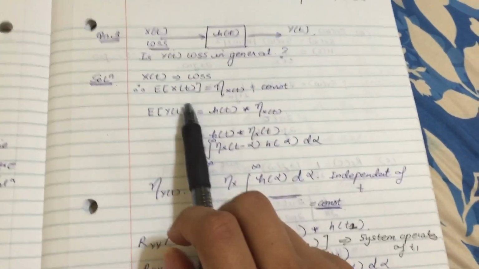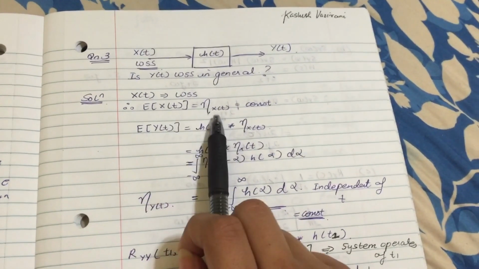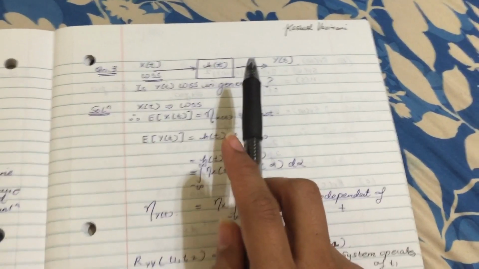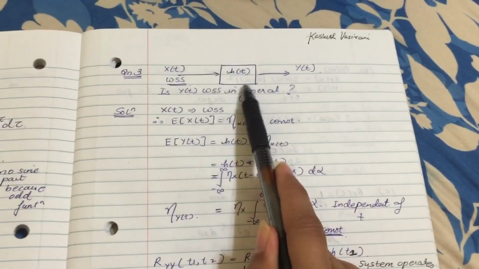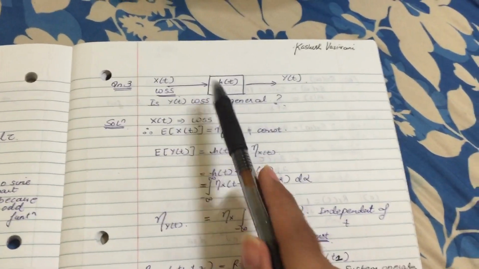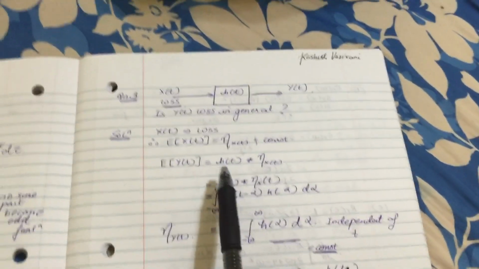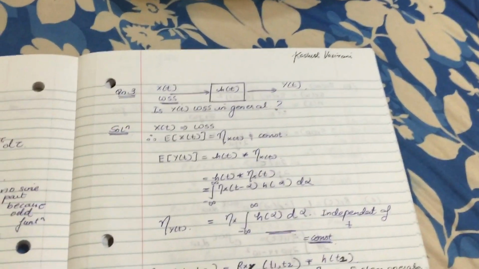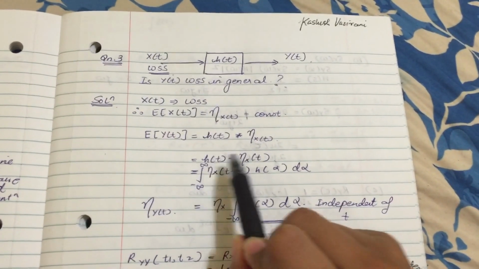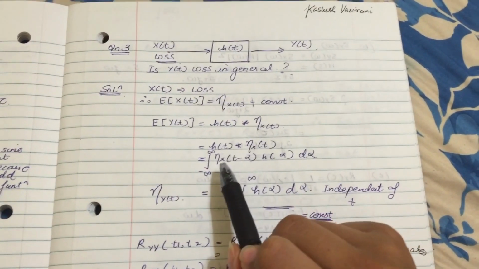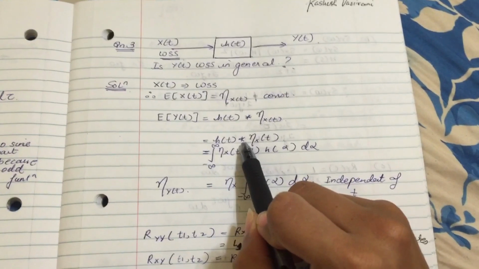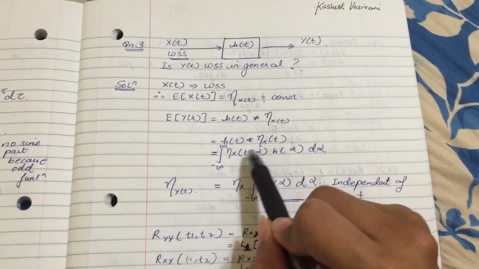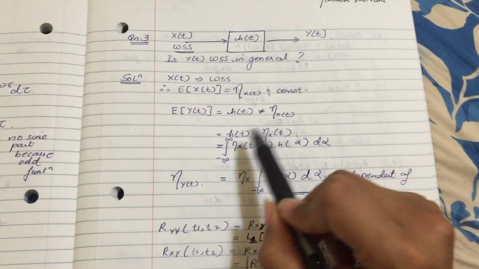we can say that the expected value of x of t is eta x of t, and we know eta x of t is a constant. And we know that this box here basically does a convolution operation. So the expected value of y of t is going to be h of t convolved with the expected value of x of t, and that will give you h of t convolved with eta x of t. And then once you put the convolution operation into use, you're going to get the integral of eta x of t minus alpha times h of alpha d alpha.